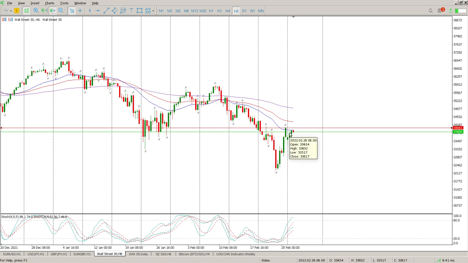making a lower high. So at the moment, divergence in a downward trend, and we are in a downward trend, so you should be looking to sell. I'm not really keen on selling in this space. I'd want to be selling higher up here at the 34,330 area.